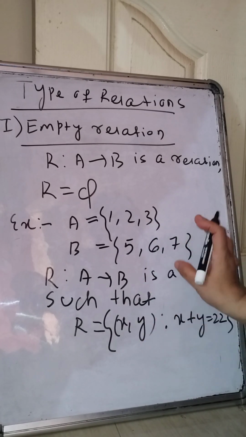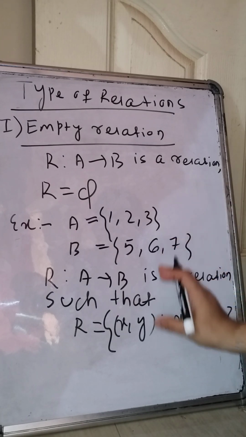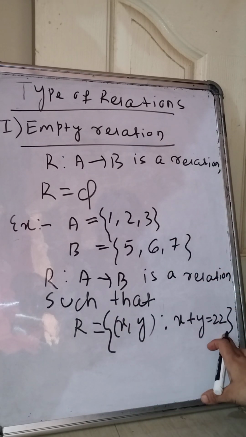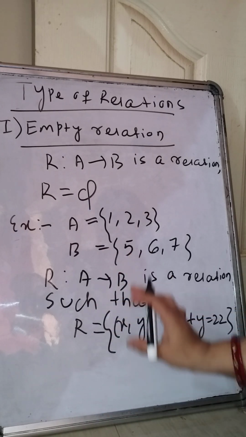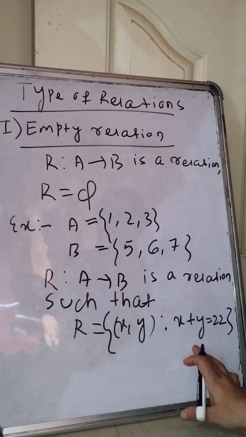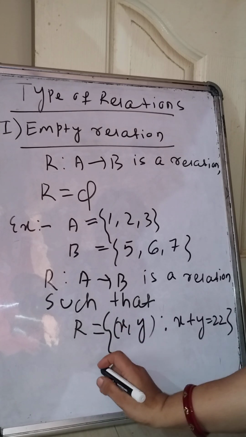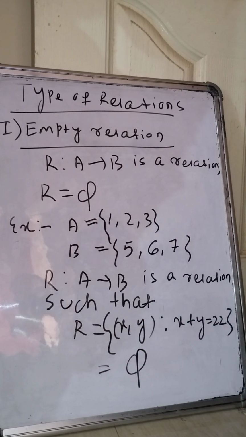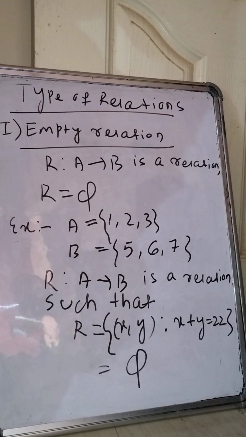So there is no ordered pair such that the sum of the first and second element is 22. So in this case, based upon the sets A and B and this relation, you cannot find the ordered pairs here. So R is an empty set. So this is an example of an empty relation.